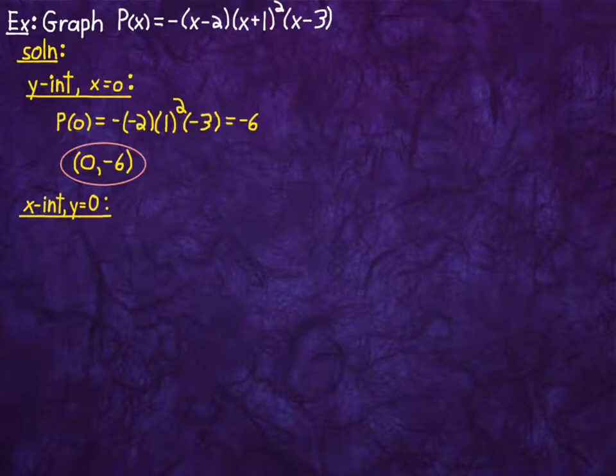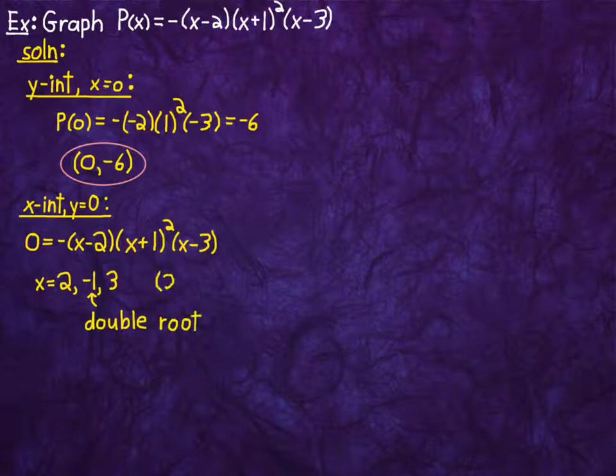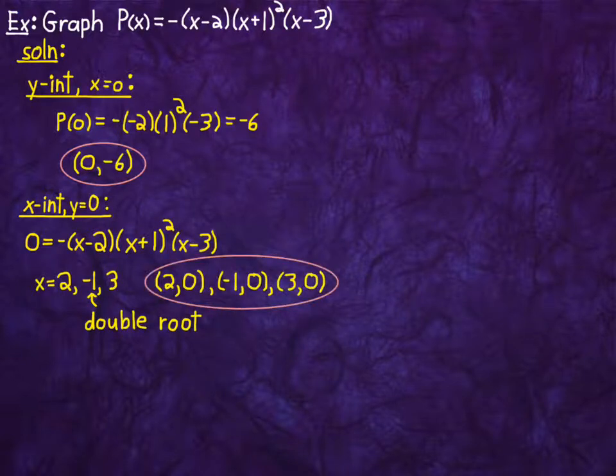Okay, x-intercept is where y is 0. So we set y equal to 0. And then this is fairly easy because it's factored, right? So this will be 0 when one of the factors is 0. So that'll be x is 2, negative 1, or 3, right? And this negative 1, we call a double root because that comes from the x plus 1, the quantity squared, right? So you can think of it as x plus 1 times x plus 1. So you have the root negative 1 twice. So we call that a double root.